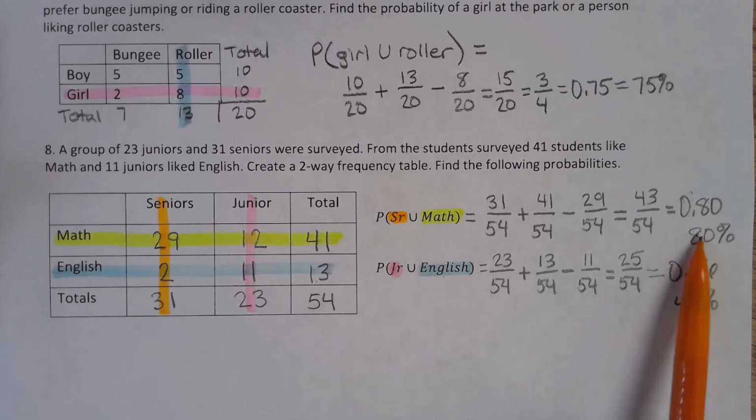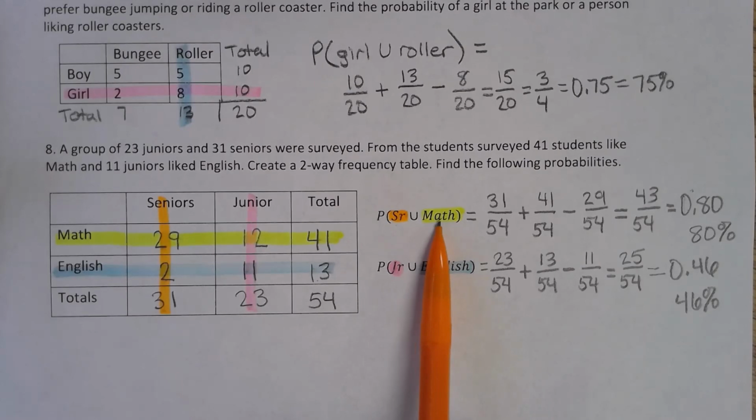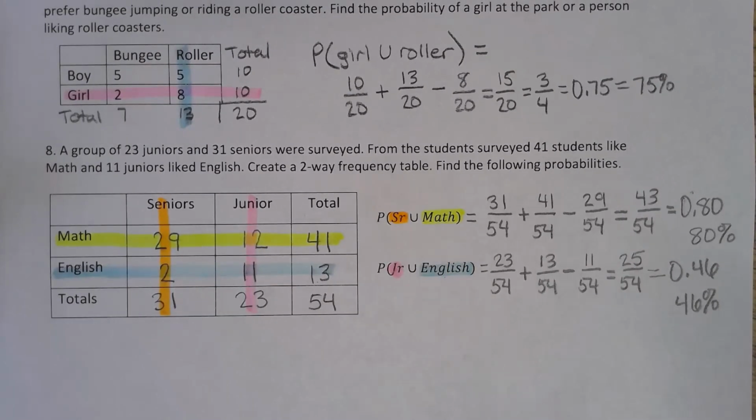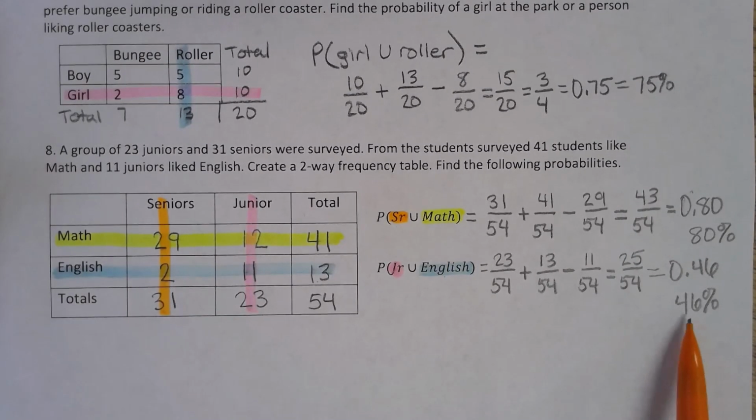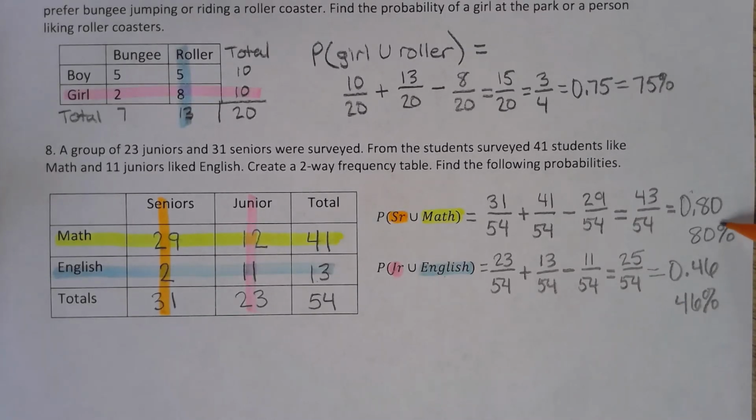So you have better chances of selecting a senior or someone that likes math other than selecting a junior or someone that likes English. There's quite a few that meet in that senior and math category, which makes sense because so many more responded to liking math, and you also have more seniors than you had juniors, so it does make sense. Always look at your answers for reasonability as well.